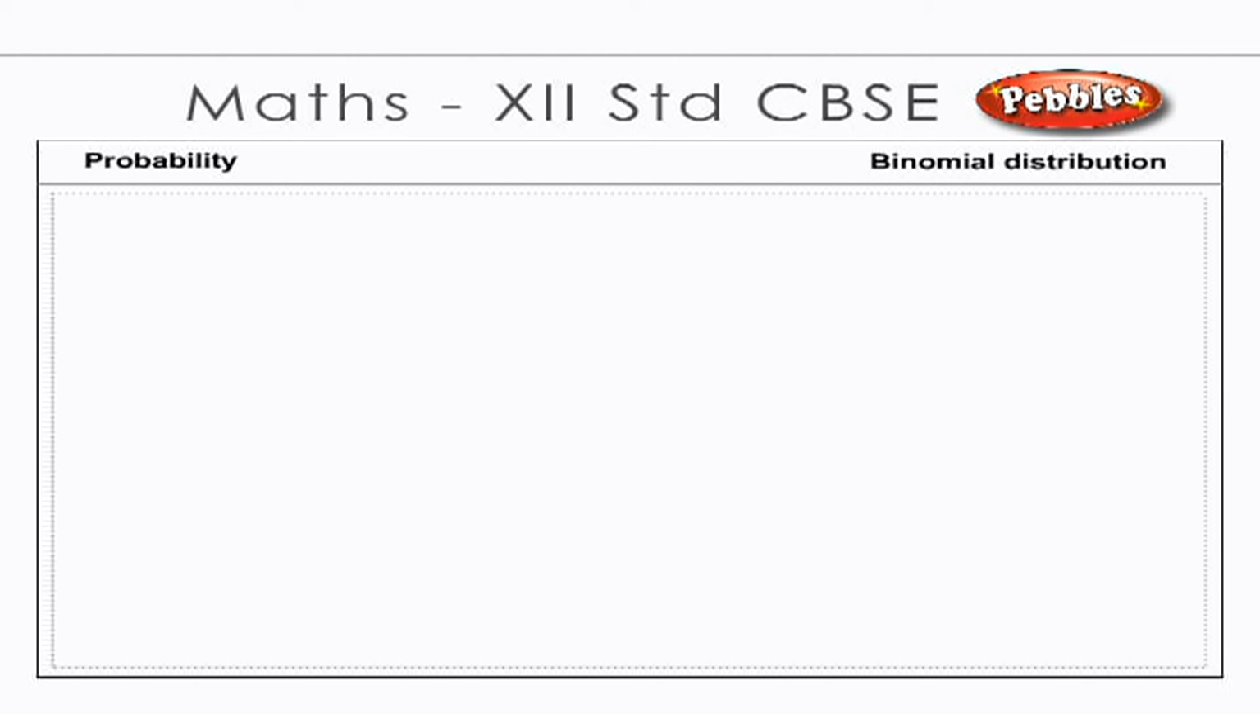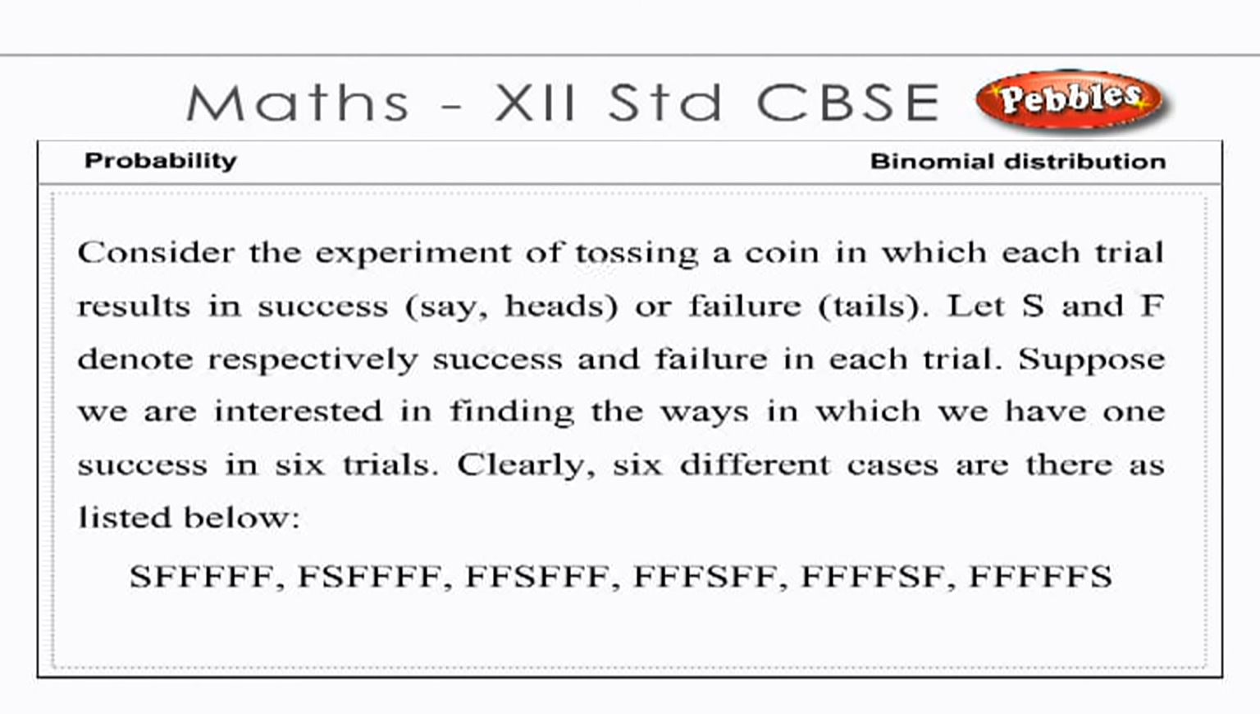Binomial distribution. Consider the experiment of tossing a coin in which each trial results in success, say heads, or failure, tails. Let S and F denote respectively success and failure in each trial. Suppose we are interested in finding the ways in which we have one success in 6 trials. Clearly, 6 different cases are there as listed below.